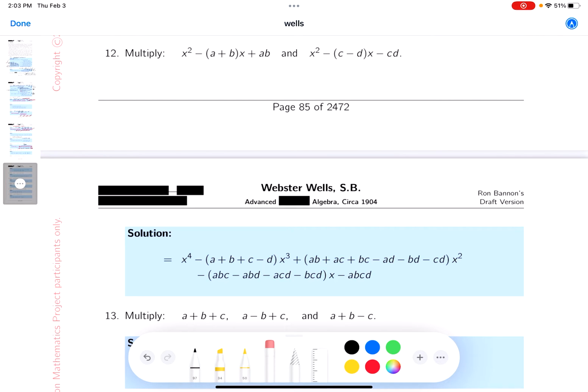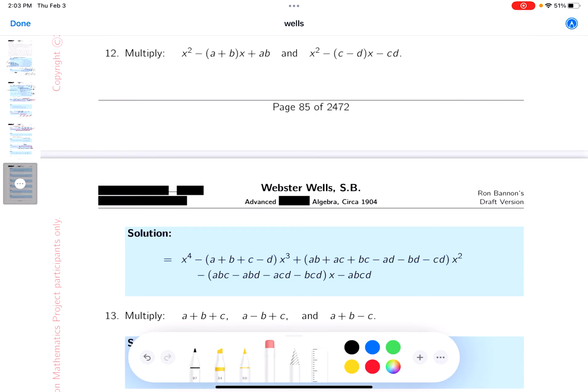Okay, we're on problem 12, and my impression about problem 12 is I don't enjoy doing these problems, but there is a pattern to them. And the easiest pattern to see is the beginning and the end of it. And what I mean by that, it's a fourth degree polynomial when I multiply it out.